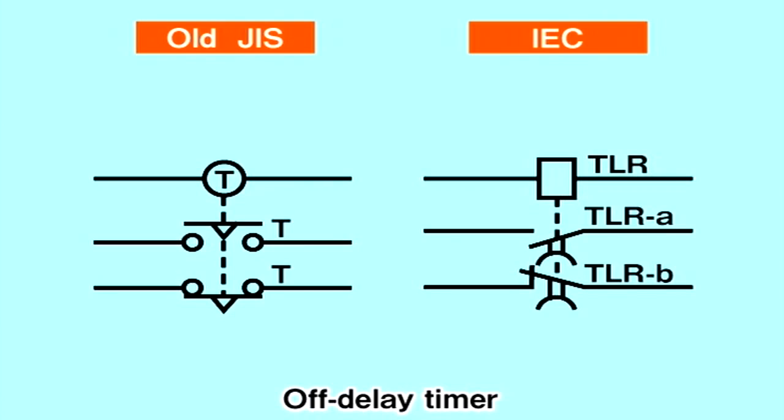In off-delay mode, the relay begins to operate the moment current starts flowing through the coil. However, when the current becomes zero, the relay returns to its original state once a set period of time has elapsed.